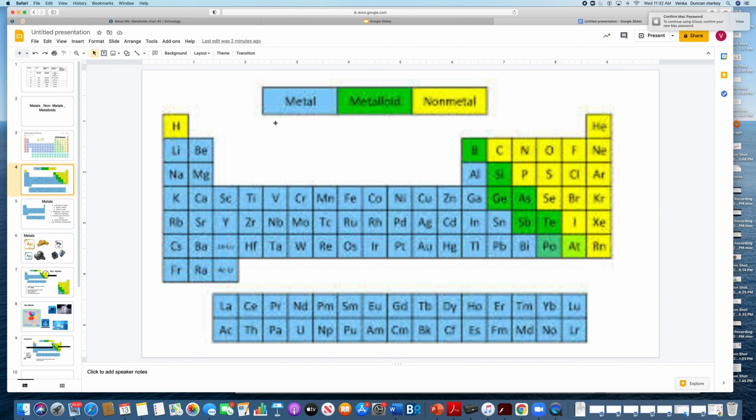As you can see above, there's a key labeled metals, metalloids, and nonmetals. Each of these different colors represents a different category of elements on the periodic table of elements. What do these categories mean? These categories simply mean that these particular elements have certain characteristics or properties. You're going to learn what those different characteristics or properties are. Let's begin with metals.